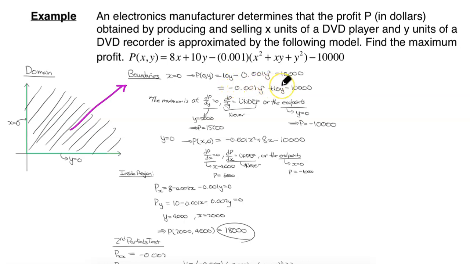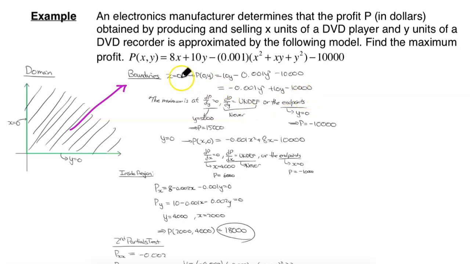So first derivative in terms of y is going to be negative 0.002y plus 10, and if we set it equal to 0, we find y equals 5,000. If we look for places where the first derivative is undefined, we're not going to find any. This is a polynomial, so it's always defined. Its derivative is always defined. There are none.